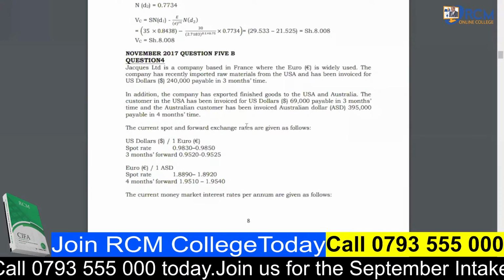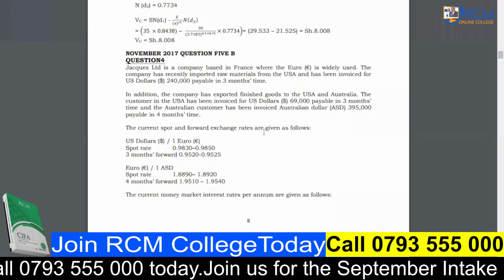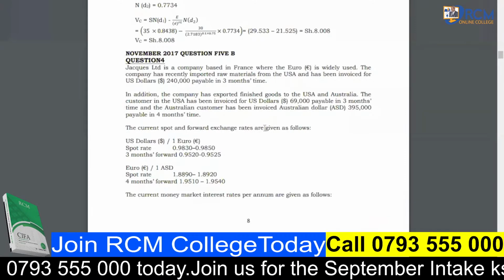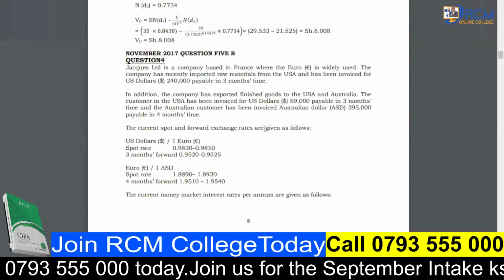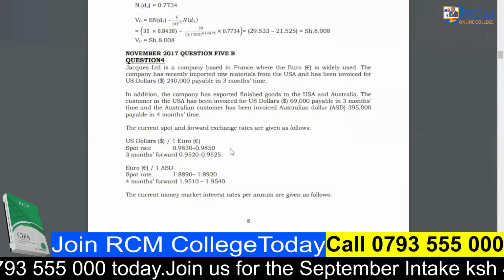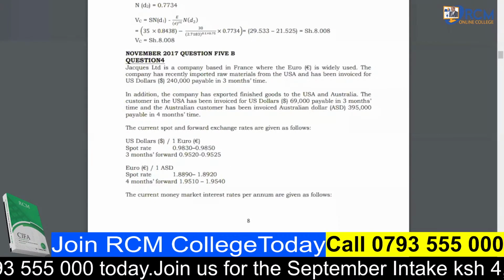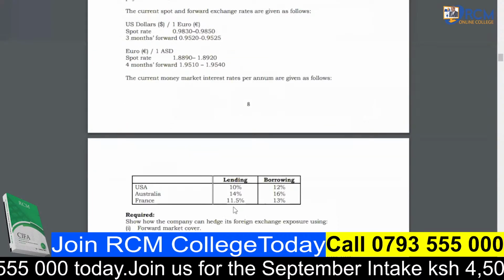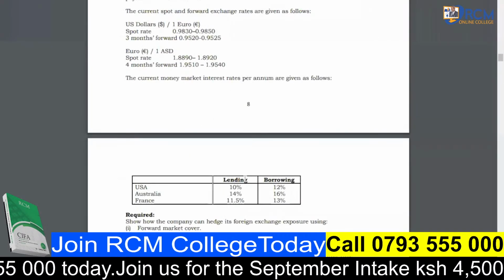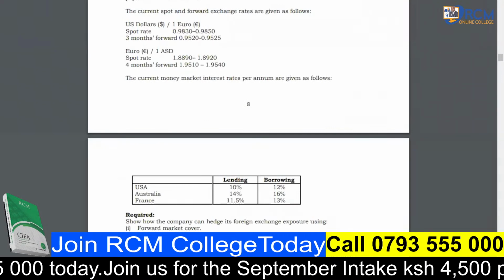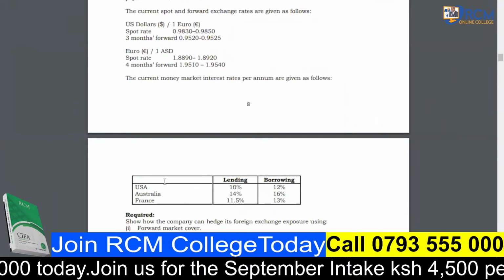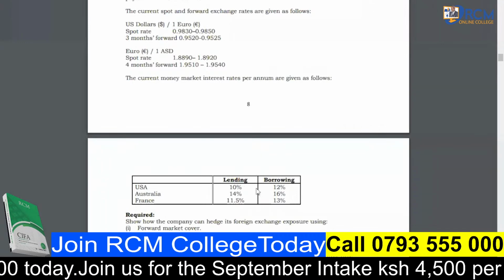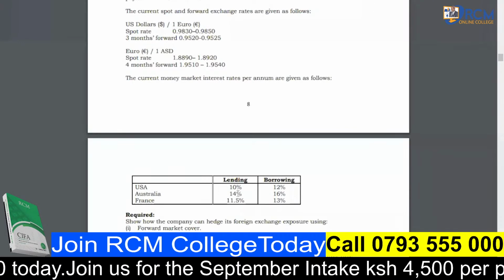The current spot and forward exchange rates are given as follows. You can see the US dollars per euro, you can see the spot, you can see the 3 months forward. The current money market interest rates per annum are given as follows. Money market interest rates, of course, will be used in Roman 2. In Roman 1, we don't use these at all. We don't need rates of interest.